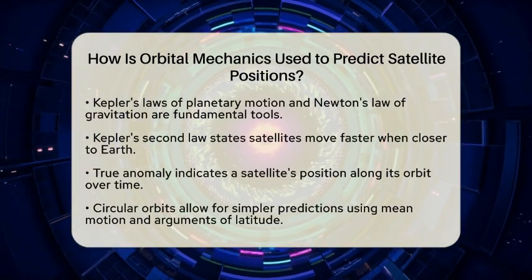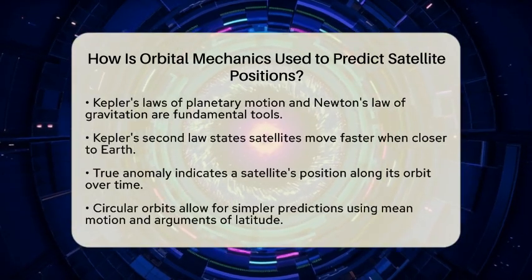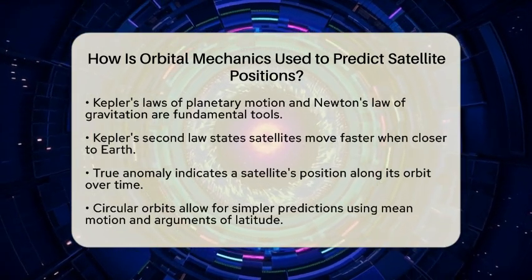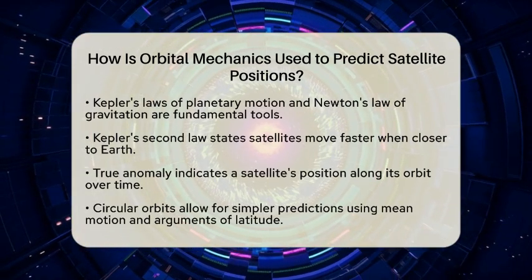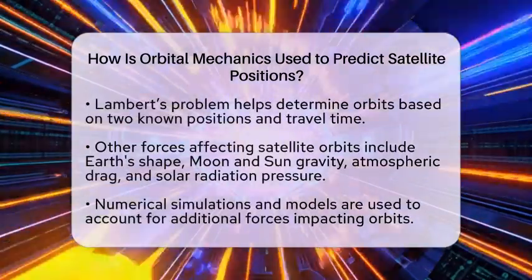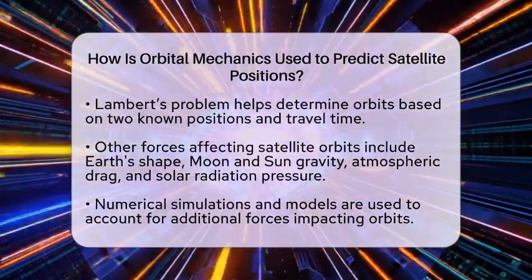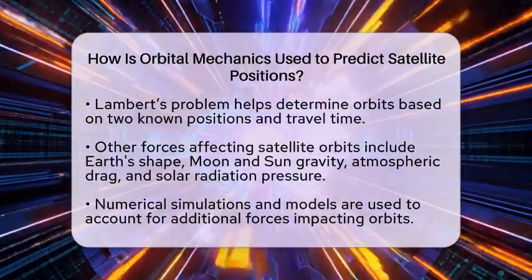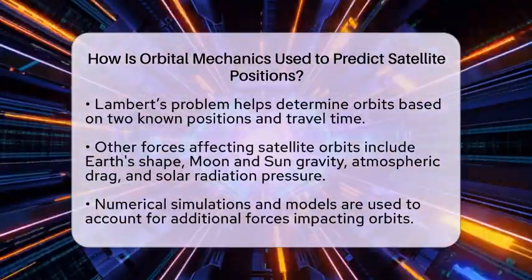The satellite moves at a constant speed, allowing us to use mean motion, which is the average angular velocity, along with arguments of latitude to determine where it will be based on how much time has passed. For more complex situations, we can solve Lambert's problem. This method helps us find the orbit when we know two positions and the time it took to travel between them. This is particularly useful when we have tracking data from ground stations.